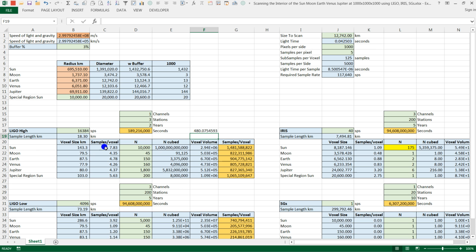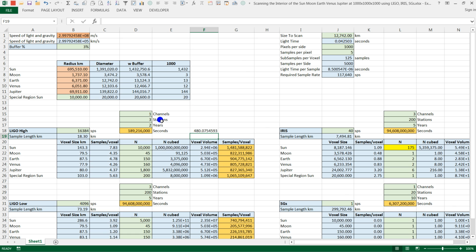Now, am I getting this right? Samples per voxel. Yes, the reason is because the voxels are so big, and our resolution is 18 kilometers, so we're able to do it. This is very rough, but that's there. Now, what's going on over here? I thought I'd explain that.